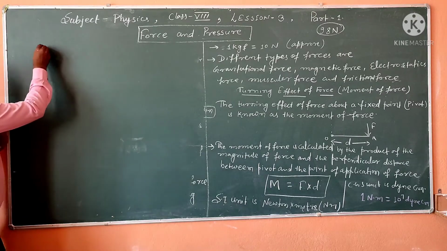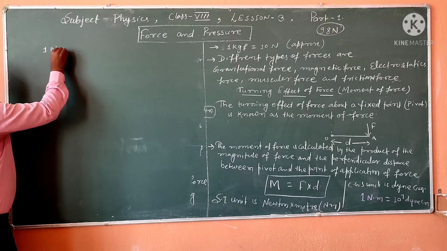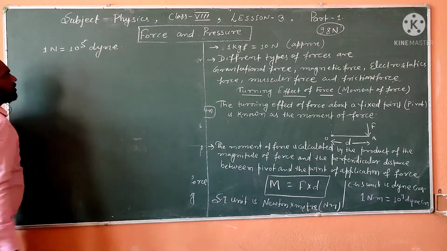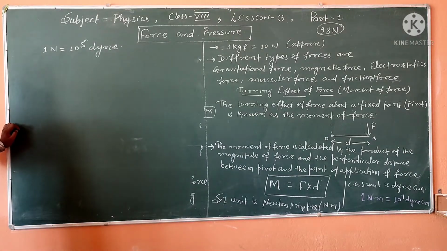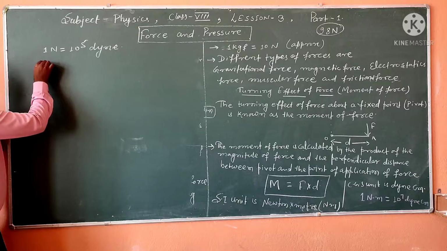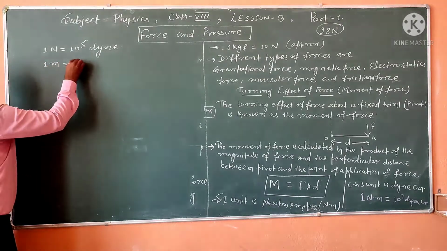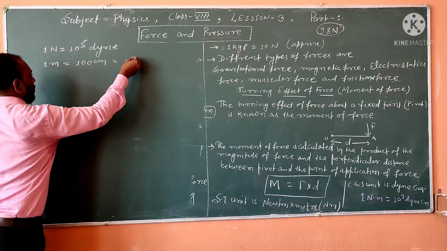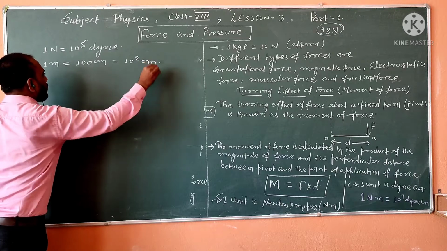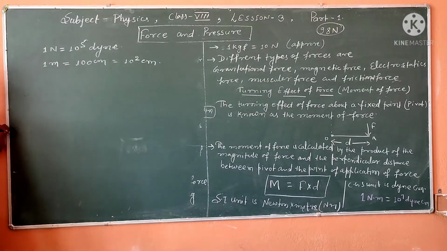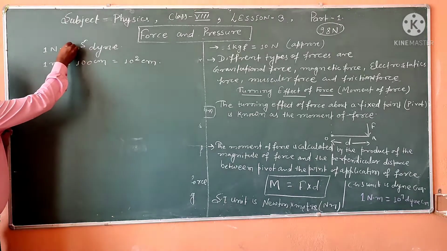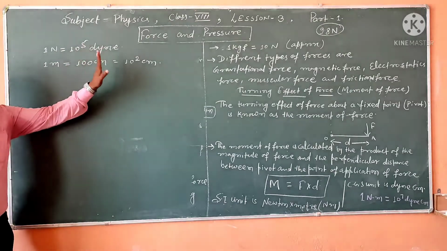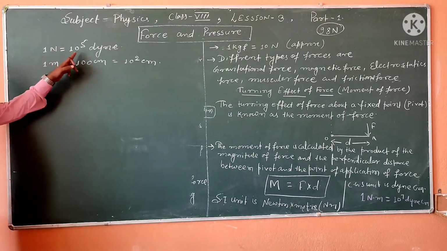You have to remember 1 Newton is equal to 10 to the power 5 dyne. We also know that 1 meter is equal to 100 centimeter, or 10 to the power 2 centimeter. Okay? Sir, how does it come? Just learn it: 1 Newton is equal to 10 to the power 5 dyne. In higher classes, I will explain how to derive it.